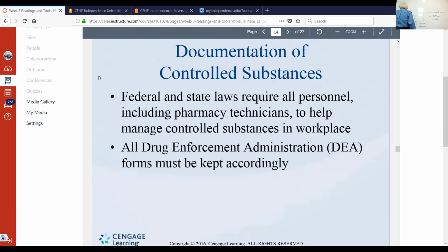Those 5 schedules were in order of 2 things: medical use and addiction potential. And here's where we use Roman numerals. So Schedule 1 is drugs that have very high addiction potential and no accepted medical use. So crack cocaine, heroin.